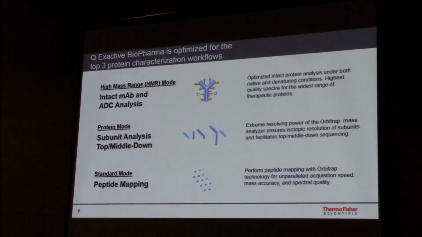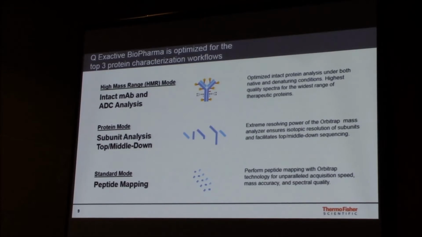And we have this broken down now into pre-optimized modes. The high mass range mode is really the core introduction here with this Q Exactive BioPharma platform. So high mass range mode, HMR, sort of like EMR. HMR now allows us to do intact antibody and ADC analyses in both denaturing and native conditions.